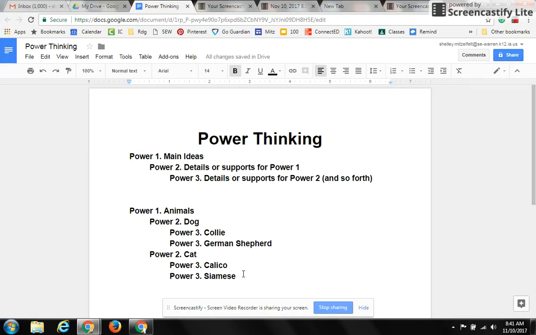So ideas or words having the same power number must have a similar relationship to the power above it. For example, our power two dog, for the power three underneath it, it must be a specific detail of dog, and so forth. For example, bear could be another power two that we put down here because it's an animal, but grizzly bear would be too specific for a power two. So if bear were the power two, then grizzly without the bear would be a power three.